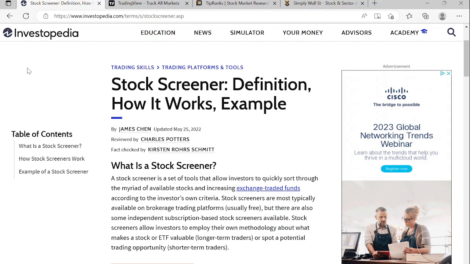It's a set of tools that allow investors to quickly sort through all the available stocks and all the ETFs and other things that are available also on trading platforms, and they give you information about the stocks. So let's see a few of those. Now I don't have any account, so I have a very limited version of this stock screener.